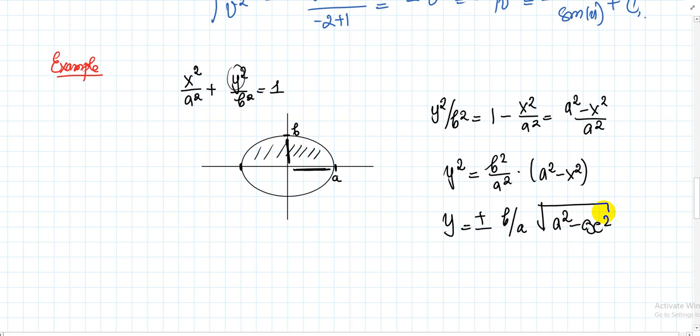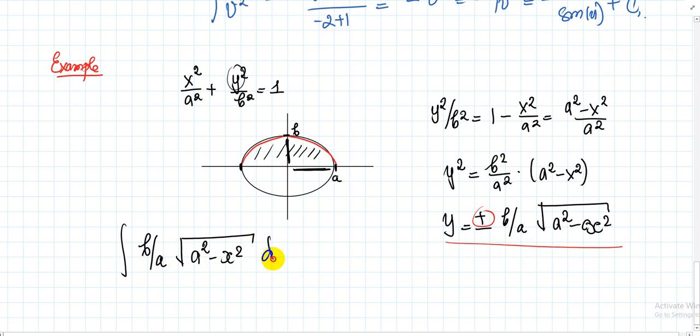So this function on the upper half is equal to this function with the plus sign, okay? On the lower part, you will have this function with the minus sign. So I need to integrate b over a times the square root of a squared minus x squared with respect to x, where x changes from where to where? If this distance is a, how does x change? What is this point? From minus a to a.